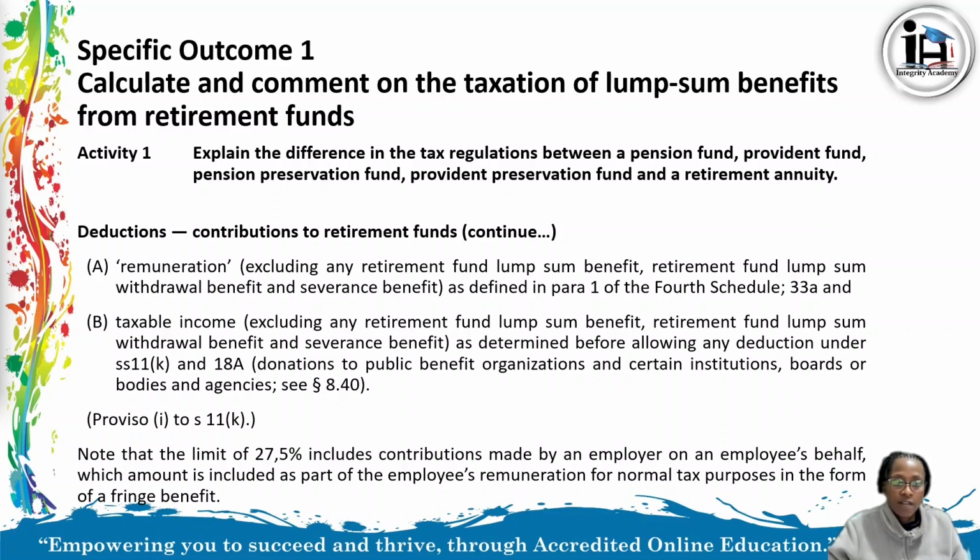Proviso 1 to section 11K: note that the limit of 27.5% includes contributions made by an employer on an employee's behalf, which amount is included as part of the employee's remuneration for normal tax purposes in the form of a fringe benefit.